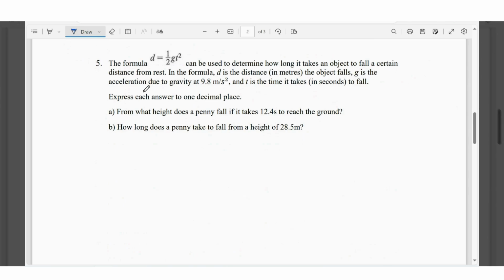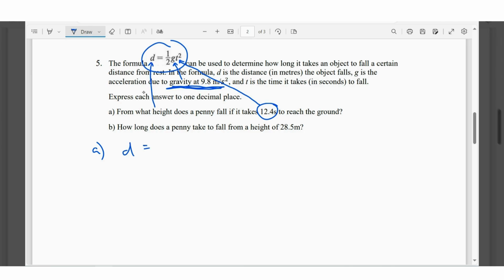Let's do it. So A, from what height does a penny fall if it takes 12.4 seconds to reach the ground? So we have our formula. Distance equals a half times G, gravity. They give us this right here, so that's not an unknown. We can substitute that in there. We know as well the time, the number of seconds, but it's from what height. It's the distance that we're looking for.